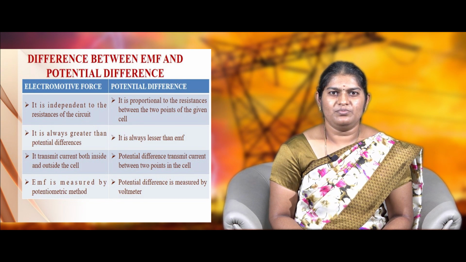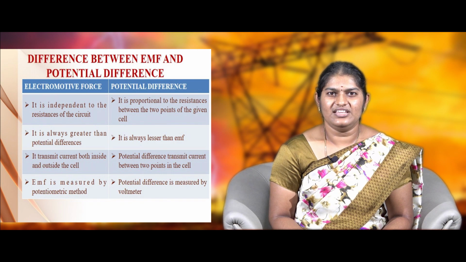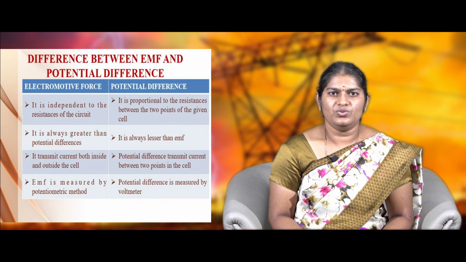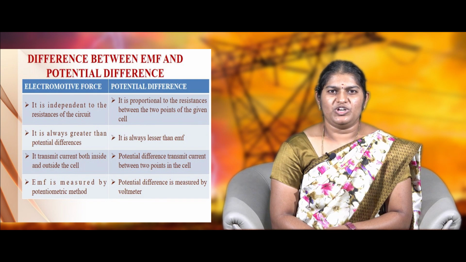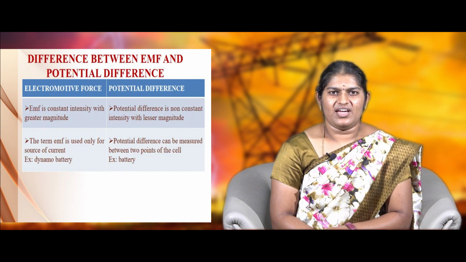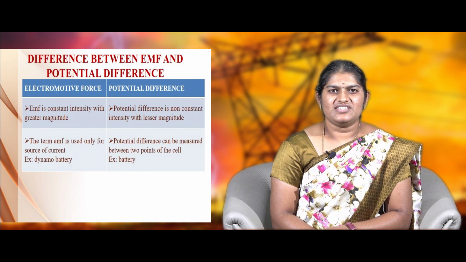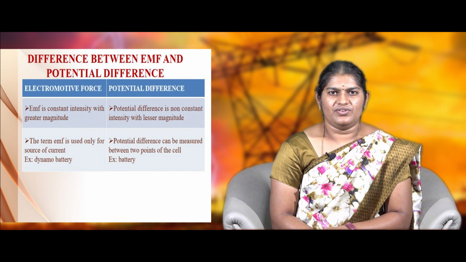EMF is always greater than potential difference. Potential difference is always lesser than EMF. EMF transmits current both inside and outside the cell. Potential difference transmits current between two given points. EMF is measured by the potentiometric method. Potential difference is measured by a voltmeter. EMF has a constant intensity with a greater magnitude. Potential difference has non-constant intensity with a lesser magnitude. The term EMF is used only for a source of current, for example, a dynamo and a battery. The potential difference can be measured between two terminals of a cell, for example, a battery.